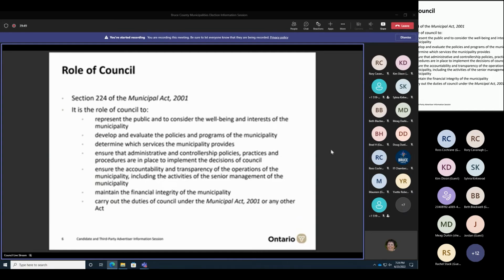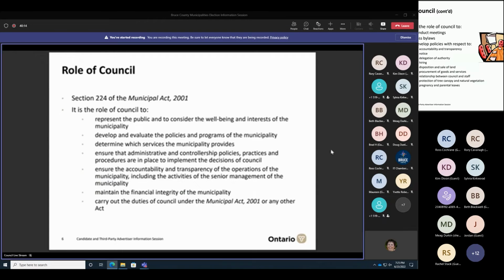Ensure the accountability and transparency of the operations of the municipality, including the activities of the senior management of the municipality, as well as maintain the financial integrity of the municipality. And lastly, carry out the duties of council under the Municipal Act or any other act. For more information about the role of council, please refer to Section 224 of the Municipal Act.